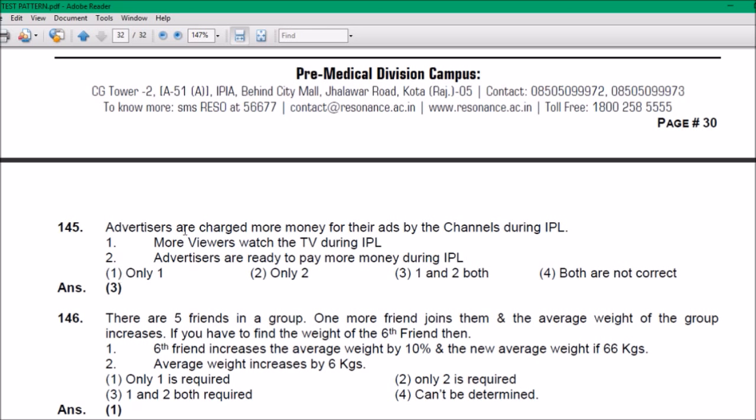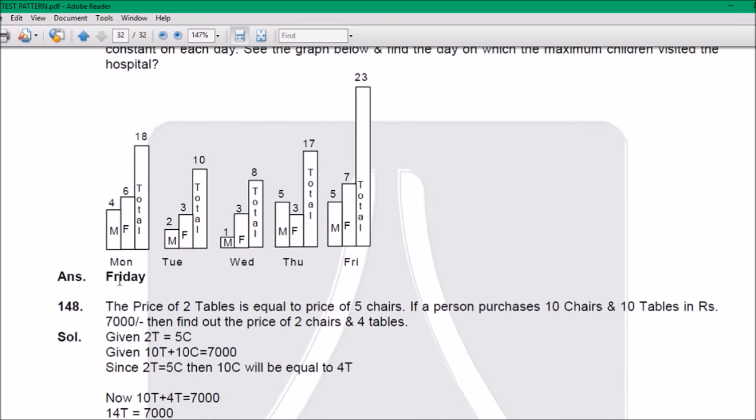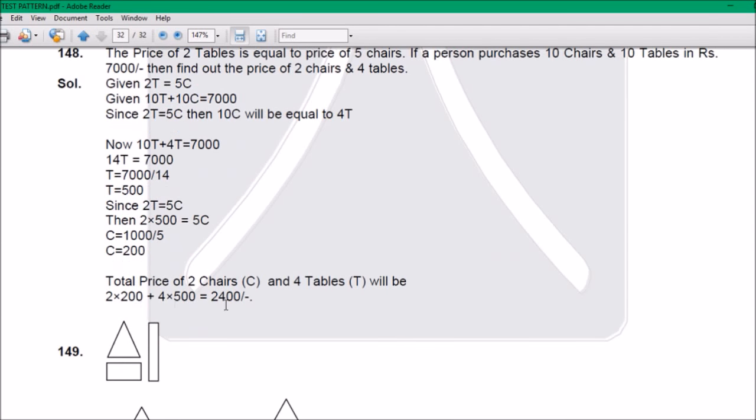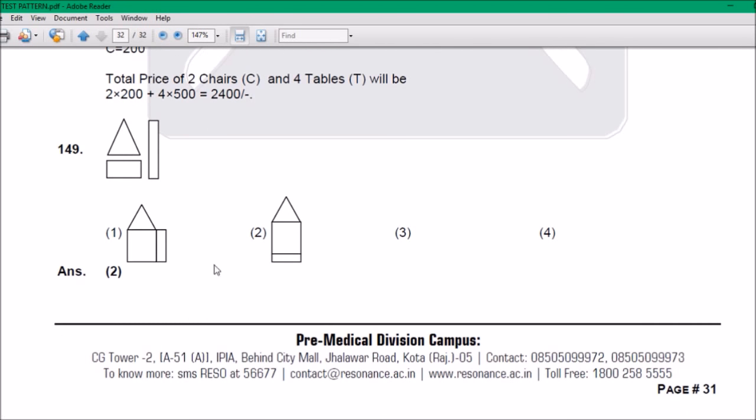Advertisers are charged more money for their ads by channels during IPL. What is the question? See, advertisers are charged more money for their ads by channels during IPL. 1: More viewers watch the channel during IPL. 2: Advertisers are ready to pour money during IPL. 3: Both 1 and 2. This is a good question. Superb question, this one. Like a business question. And then 146 is 1, 147 is Friday, 148 is 2400, and then 149 is 2, this one.